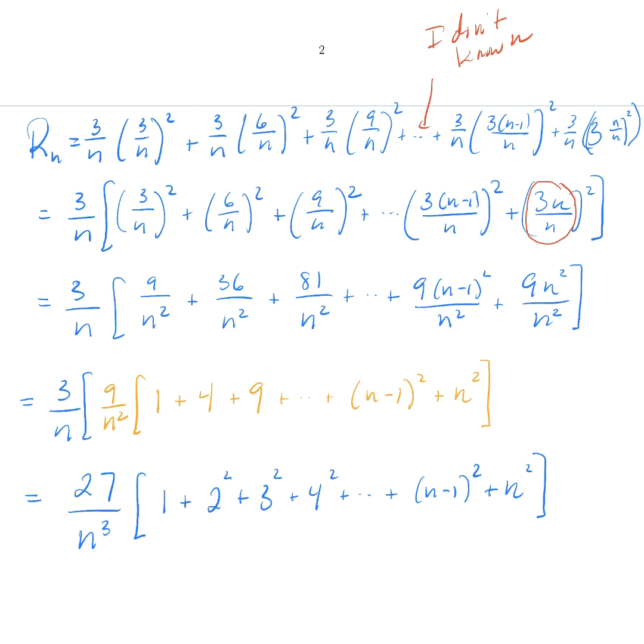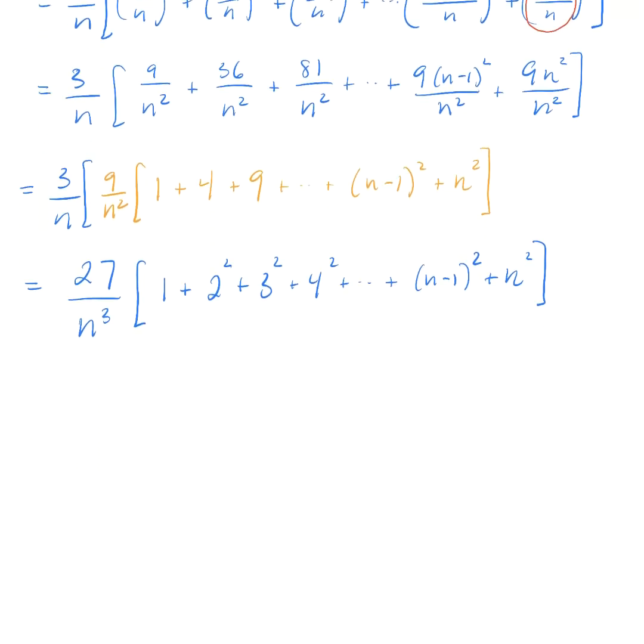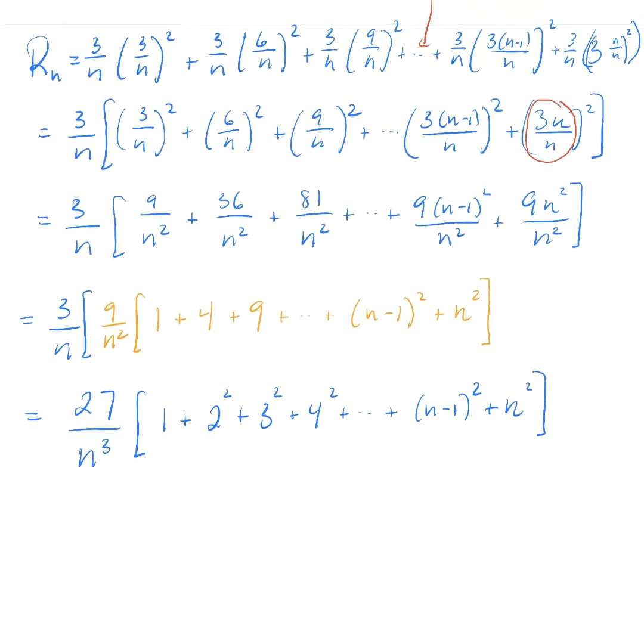Now each of those terms has a 9 over n squared in common, so I can factor that out. And when I factor that out of each of those terms, I get 1 plus 4 plus 9, dot, dot, dot, up to n minus 1 squared up to n squared. That 9 over n squared I can factor out in front, and I get 27 over n cubed times that sum.